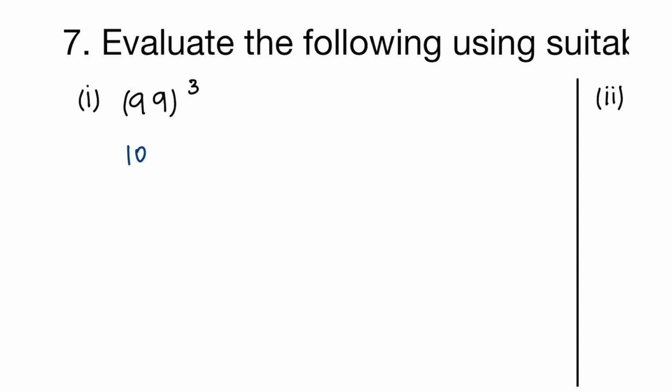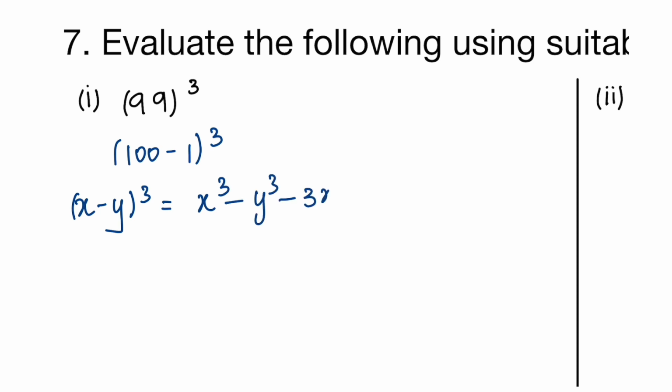So this 99 cube can be represented as 100 minus 1 the whole cube. This is of the form x minus y the whole cube. So x minus y the whole cube is x cube minus y cube minus 3xy into x minus y. As I've already told many times, it's recommended for you to write the identity at the start of the question. So start with the identity. And in this place x is equal to 100 and y is equal to 1.